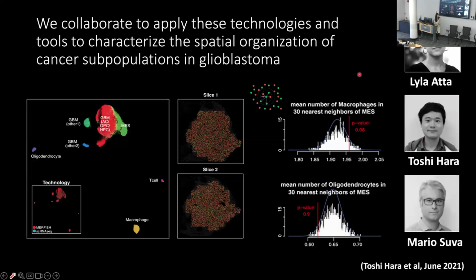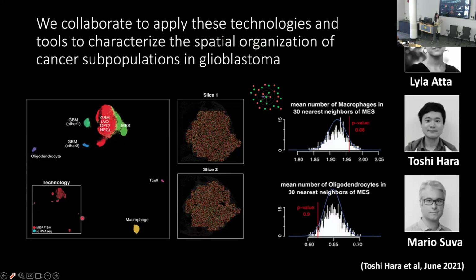And of course, at the end of the day, we develop these tools, but we're very excited to collaborate with people, including Toshihara at UMich, to then apply these tools and technologies to address interesting biological problems. In this case, we collaborated to apply one spatial transcriptomic technology called MERFISH to characterize the spatial organization of distinct glioblastoma subpopulations.